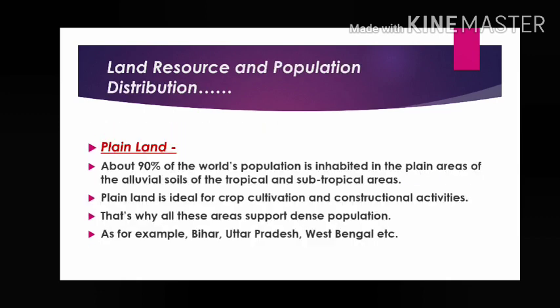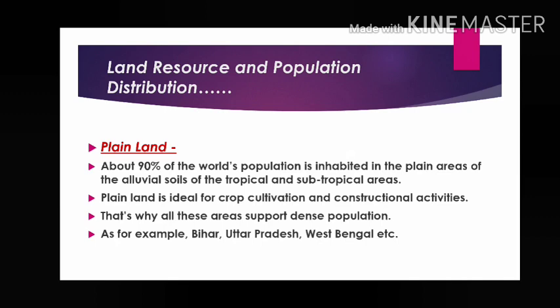Now the question is, what is the relation between land resource and population distribution? That means the number of population is controlled by the type of land or quality of land. Let us see. Plain land, that means plain area. Like Uttar Pradesh has plain area, Bihar has plain area, West Bengal has plain area. So what type of relation is there between plain area and population density and distribution?